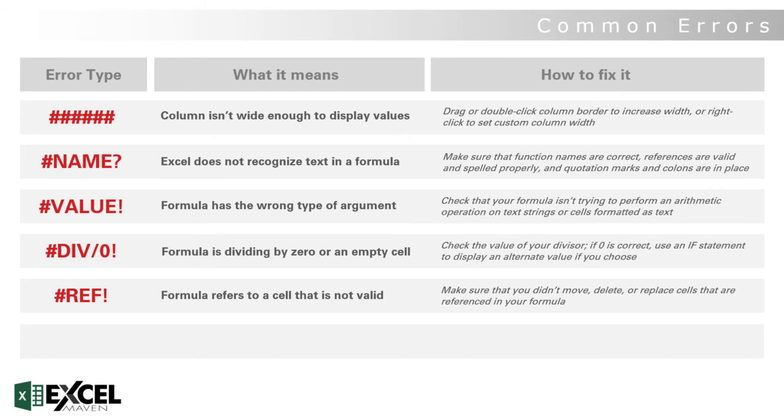And that means that your formula is referring to a cell that's no longer valid. A common cause is when you reference a cell or range and then accidentally move, delete, or replace that range that you had previously referenced. So this is actually a pretty common one. Let's jump back into our Excel workbook and I'll show you a common cause for why this might happen.